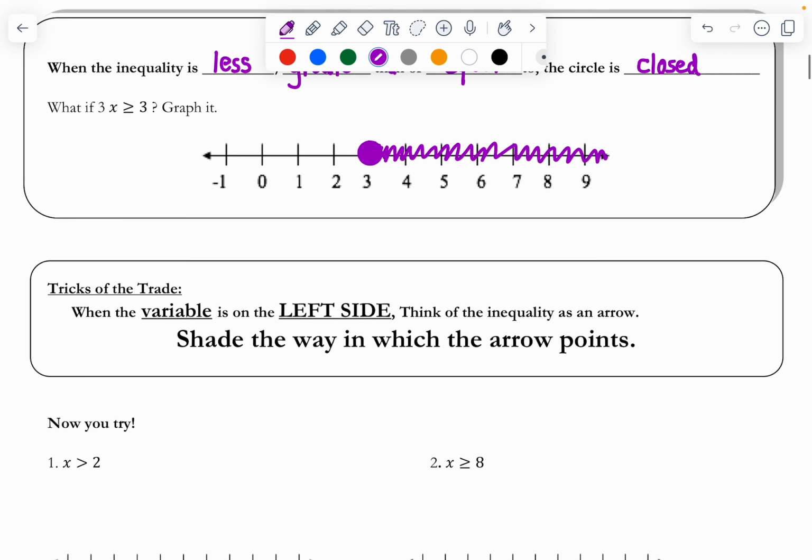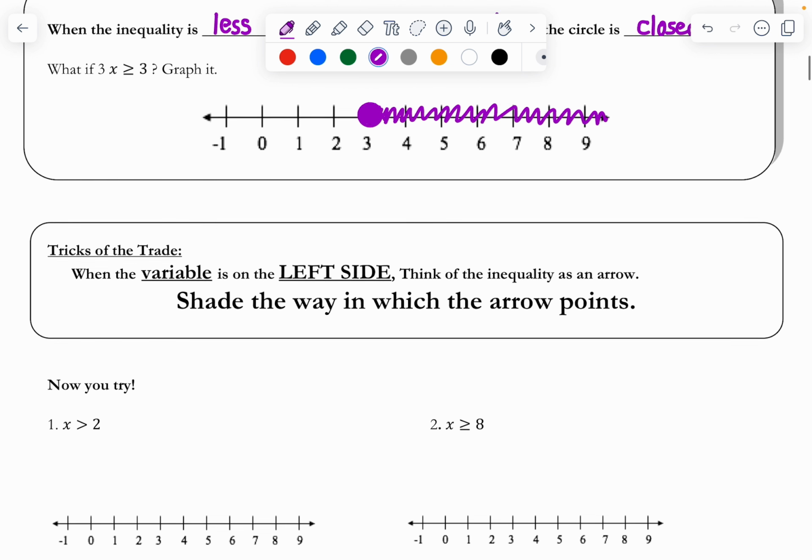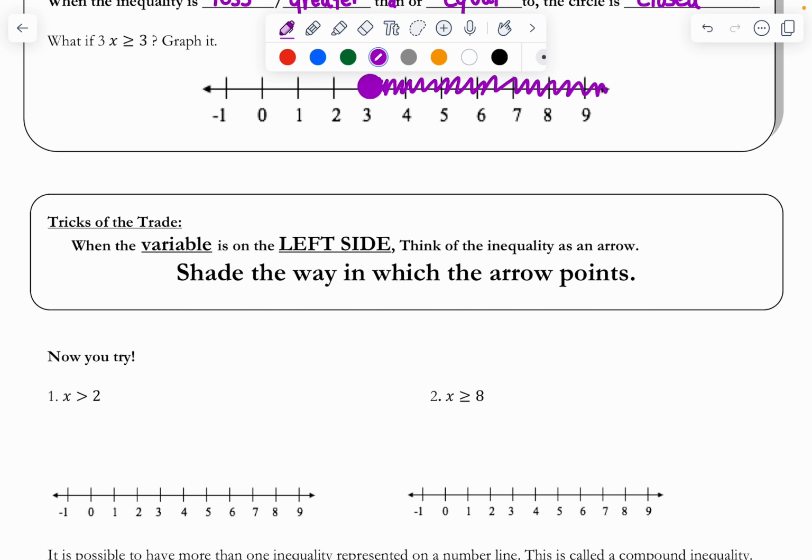Okay, now this little box here is really important. It's going to come in really handy when we're actually solving these later on. But it does say when the variable is on the left-hand side, you can use that arrow. So if the arrow is pointing to the right, you're going to shade to the right. If the arrow is pointing to the left, you can shade to the left. But that only works, and this is really important, if that variable is on the left-hand side. Sometimes we may want to rewrite it so that it is that way.